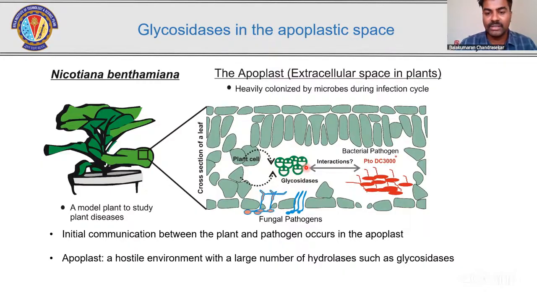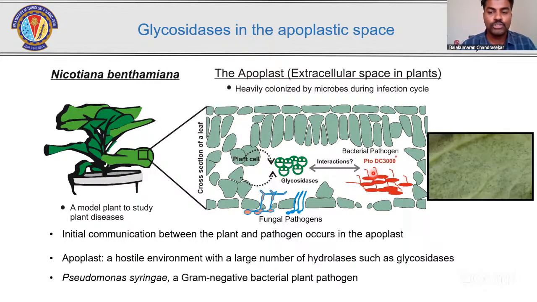So now, the next question I was interested in during my PhD was: what is the role of these glycosidases during bacterial pathogen interactions? As a bacterial pathogen model system, we used Pseudomonas syringae. Pseudomonas syringae DC3000 causes the classical bacterial speck disease in tomato and in many other Solanaceae crops, and it is an economically important plant bacterial pathogen. We used this pathogen as a model system to see what the role of glycosidases is.